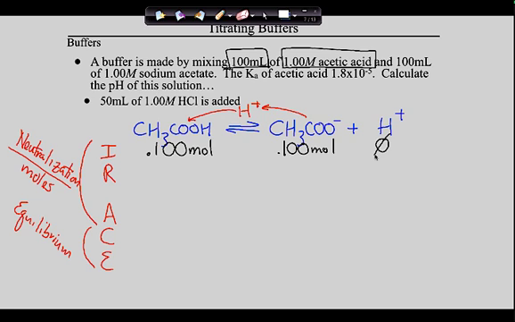Well, we're going to drop a strong acid into it. And guys, for every molecule of this strong acid that goes in, one of these is going to go down and one of these is going to go up. So guys, how much of this is going to get converted into that? How much HCl did we add? 50 milliliters of 1 molar.